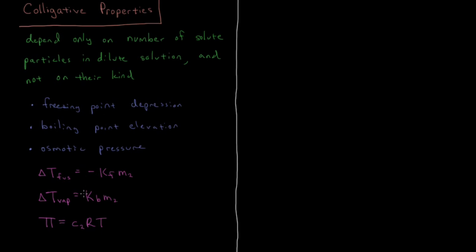This Kb and Kf are dependent on what particular solvent you have, and we're going to derive in the next video how we get the values of Kf and Kb. And then in the video afterwards, we're going to look at the osmotic pressure and see why the osmotic pressure develops and exactly why it is proportional to concentration as well.